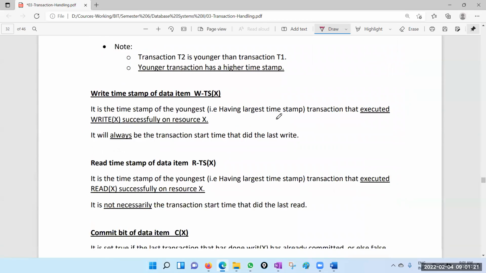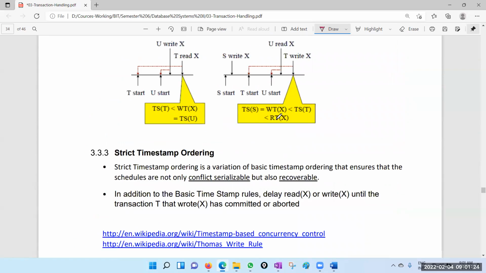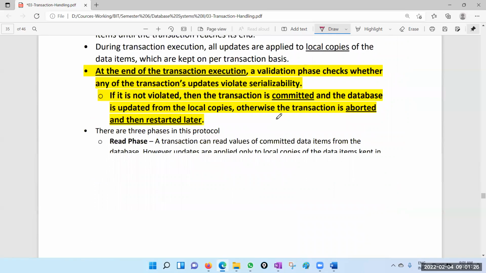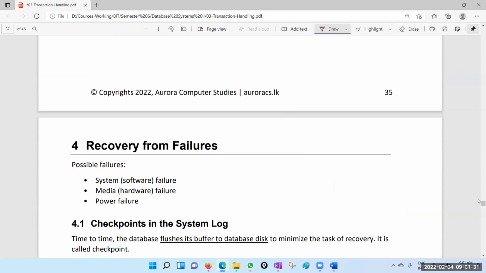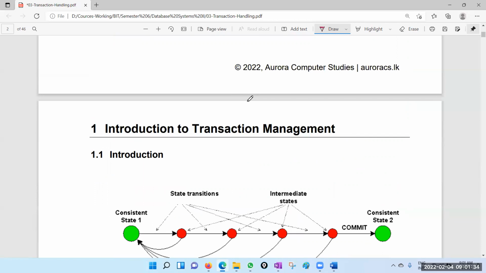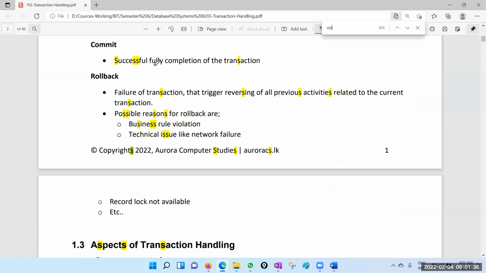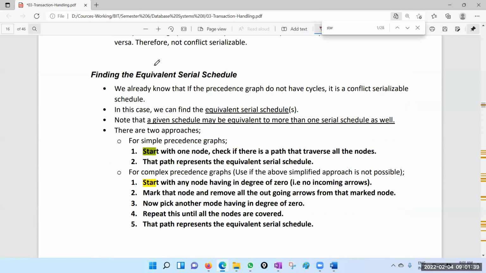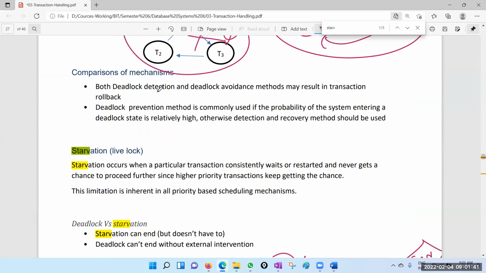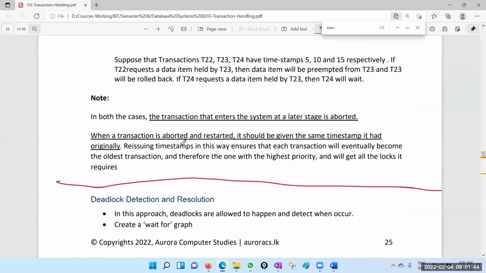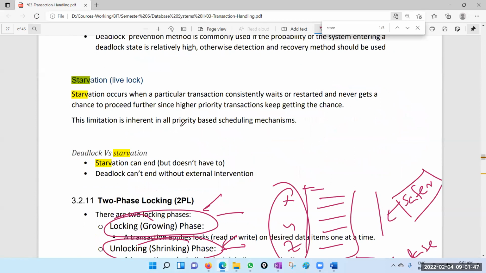Right. So where is the lock starvation? Okay, starvation. I missed that part. Right. So what is meant by starvation or lock starvation or live lock? So you know what is meant by starvation. Starvation, what is the meaning of starvation?